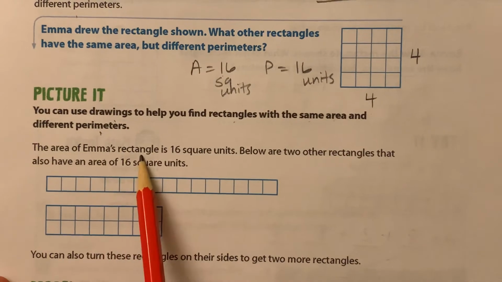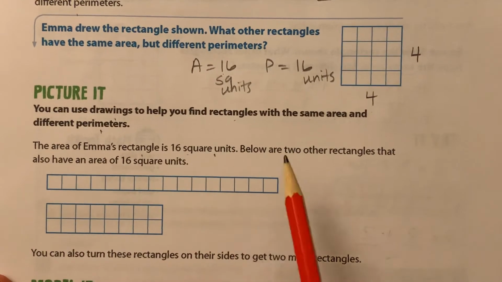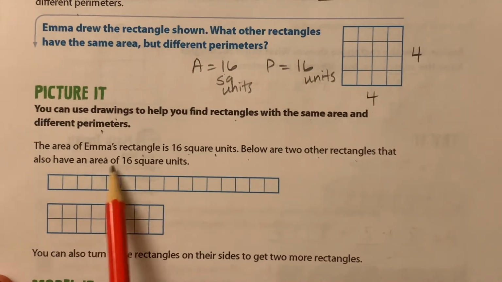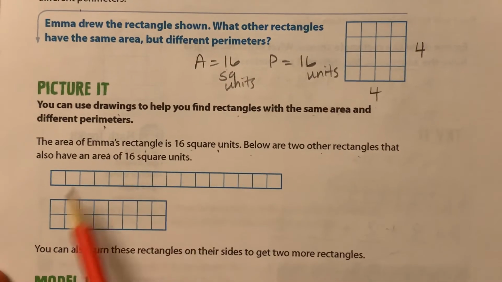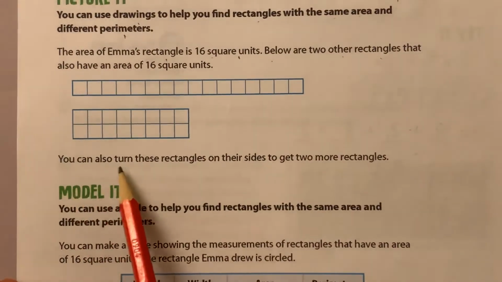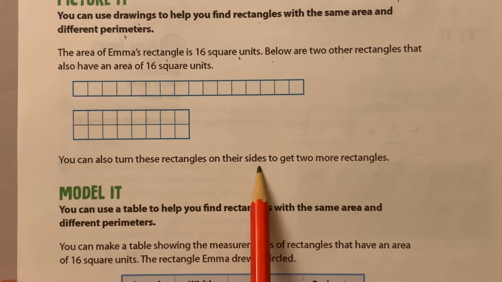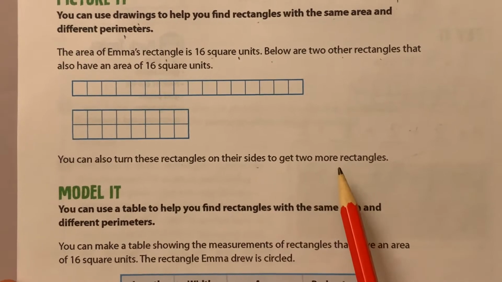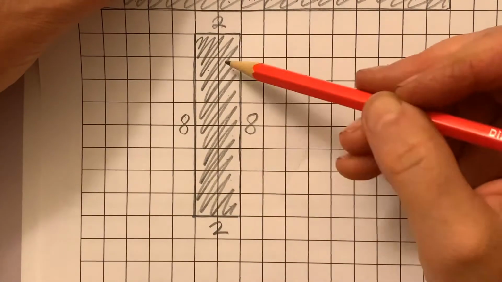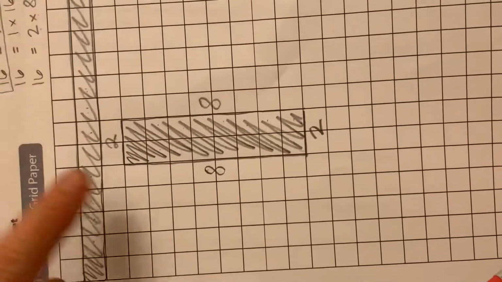The area of Emma's rectangle is 16 square units. Below are two other rectangles that also have an area of 16 units. The same thing that we drew on our grid paper. You can also turn these rectangles on their sides to get two more rectangles, which is kind of what we did here. If we take our grid paper, see, mine was an 8 by 2. You could turn it this way, and it's a 8 by 2.